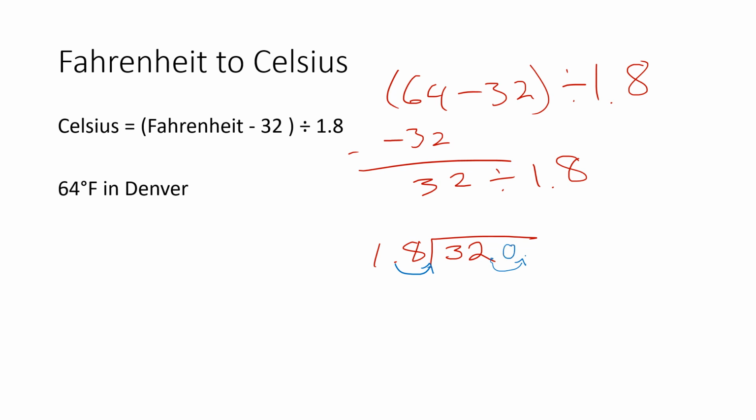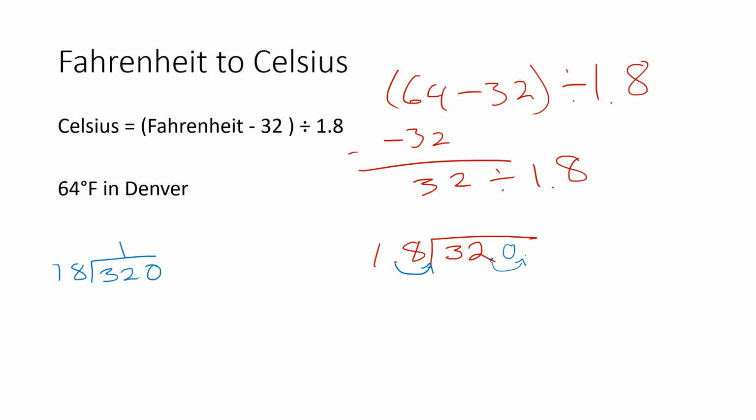It has to move over to the right as well, one time, so that we have a whole number out here and the same inside. So that will give us 18 into 320. Okay, now we can divide 320 divided by 18.